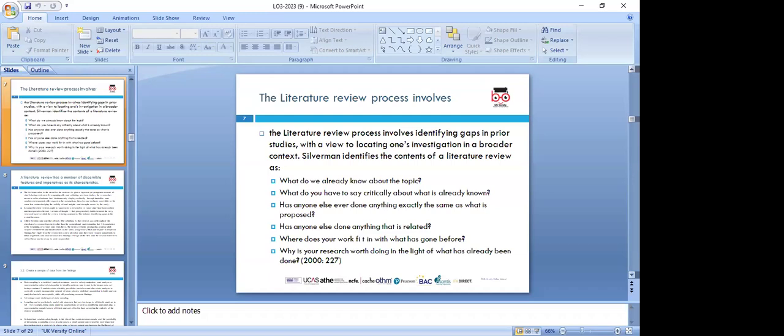What do we already know about the topic? What do you have to say critically about what is already known? Has anyone else ever done exactly what is proposed? Has anyone else done anything that is related? Where does your work fit in with what has gone before? Why is your research worth doing in the light of what has been done? What is irrelevant? What is so special about your research work? Because others have done it already, but what loopholes, what critique, what are you bringing to the table newly from what is in existence? All right, and that's what we call a literature review.